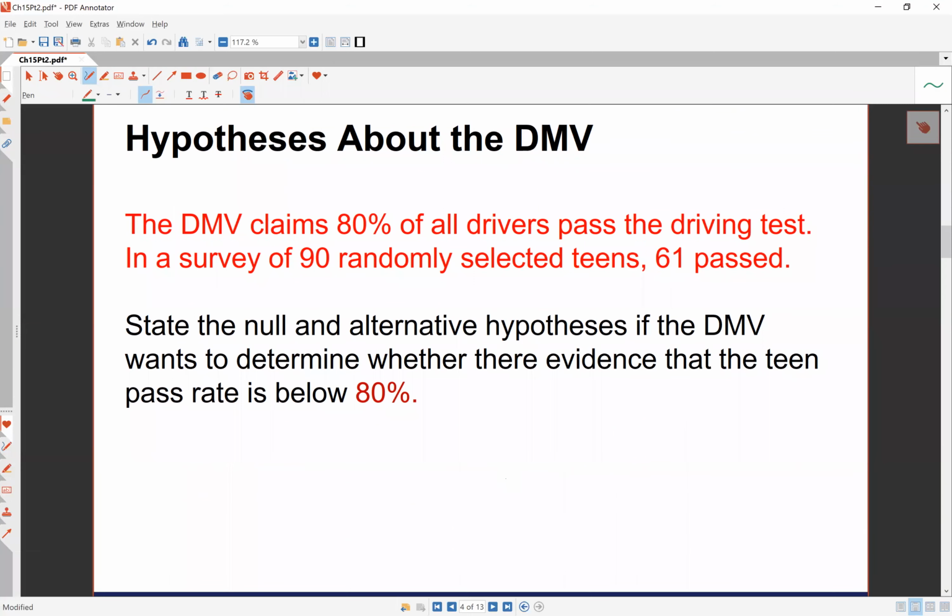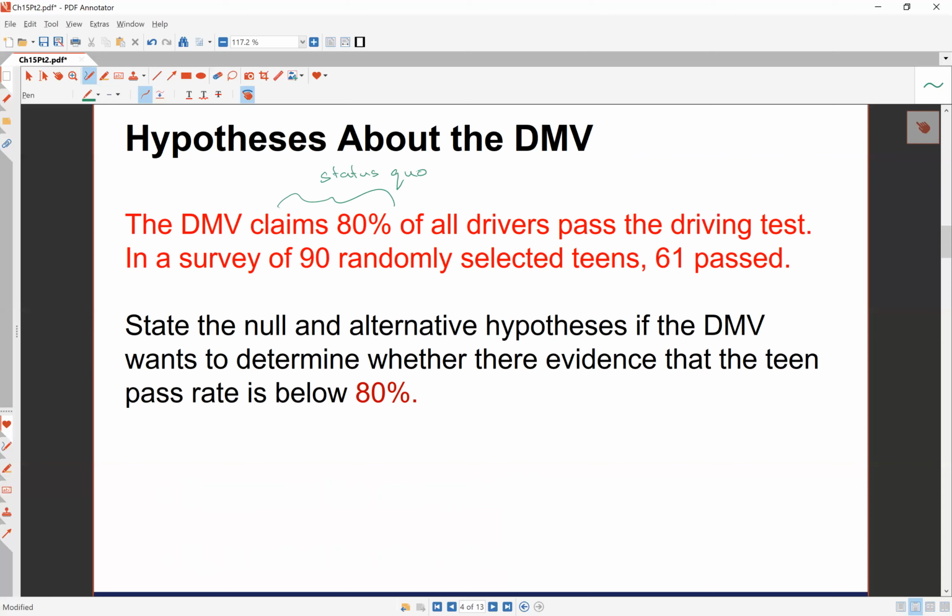So let's look at an example of that. Let's say that the DMV claims that 80% of all drivers pass the test the first time. So this claim represents the status quo, right? That's just what they say has always been going on. 80% of people pass the driver test.